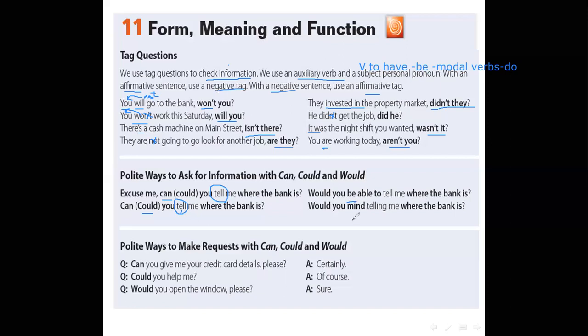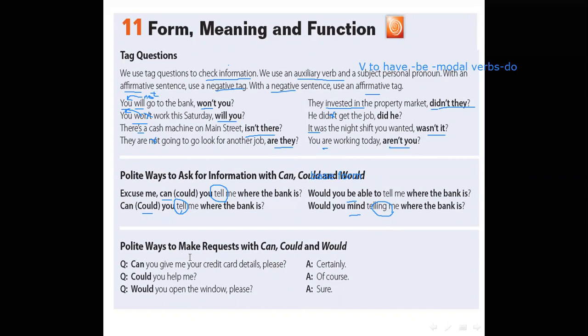Pay attention. Would you mind is followed by a gerund, or verb plus ing. Let's write these notes. After can, could, or would, we use the base form. But pay attention. After would you mind, we will use verb plus ing. Okay.